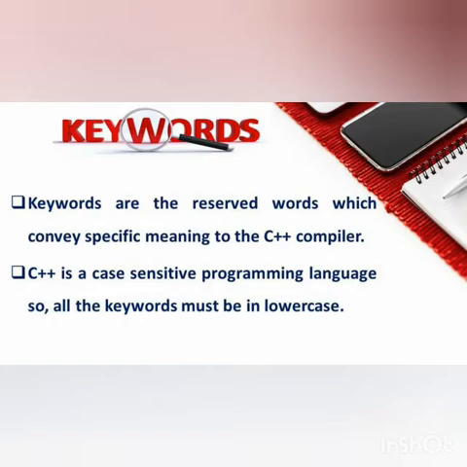So, the keywords are the reserved words, which means they are predefined words which will be used only for that particular purpose. We cannot use those keywords for any other purpose. Keywords are the reserved words which convey specific meaning to the C++ compiler. They are the essential elements to construct C++ programs. Most of the keywords are common to C, C++, and Java. Most of the keywords are similar across the C, C++, and Java programming languages.